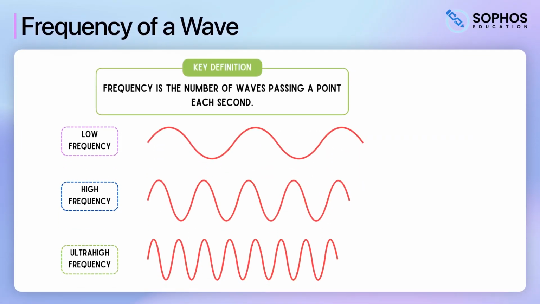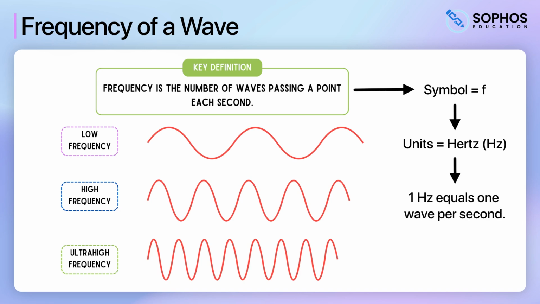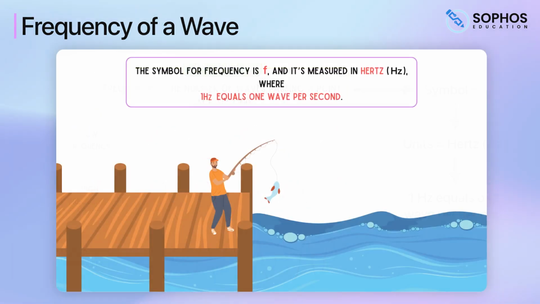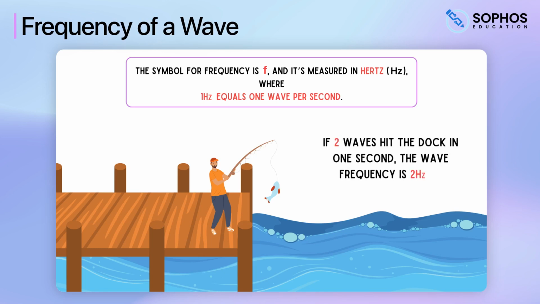We can now move on to the frequency of a wave. This is the number of waves passing a point each second. The symbol for frequency is f, and it is measured in hertz, where 1 hertz equals 1 wave per second. To visualize this, imagine standing on a dock and counting the waves hitting the dock. If 2 waves hit the dock in 1 second, then the wave frequency is 2 hertz.